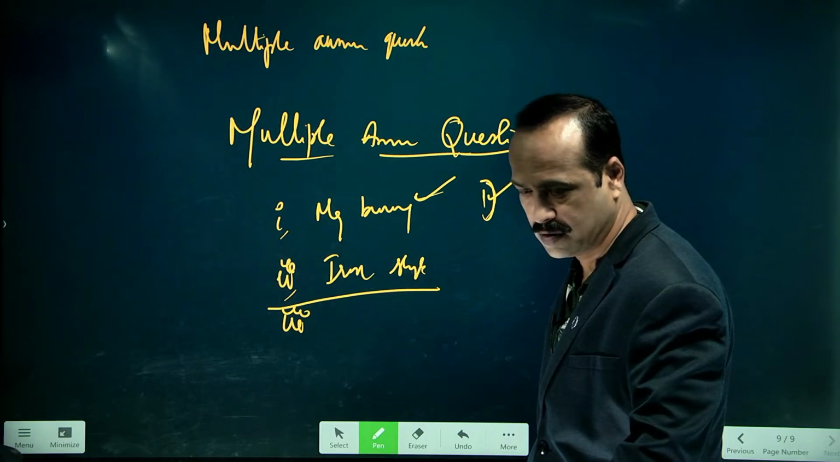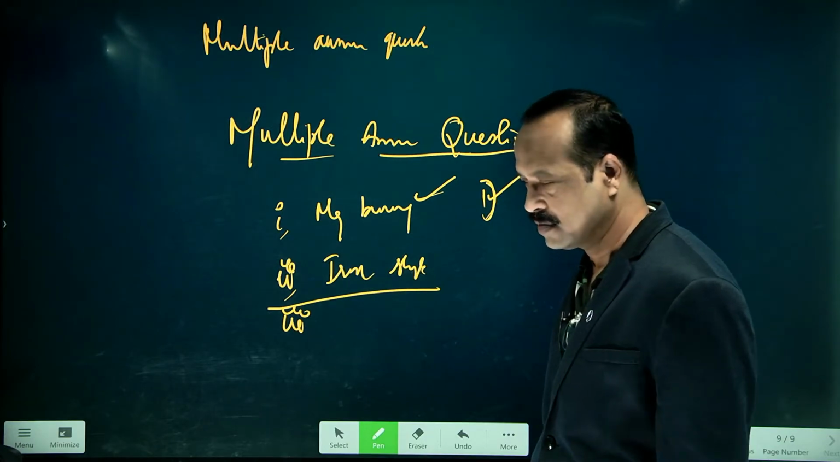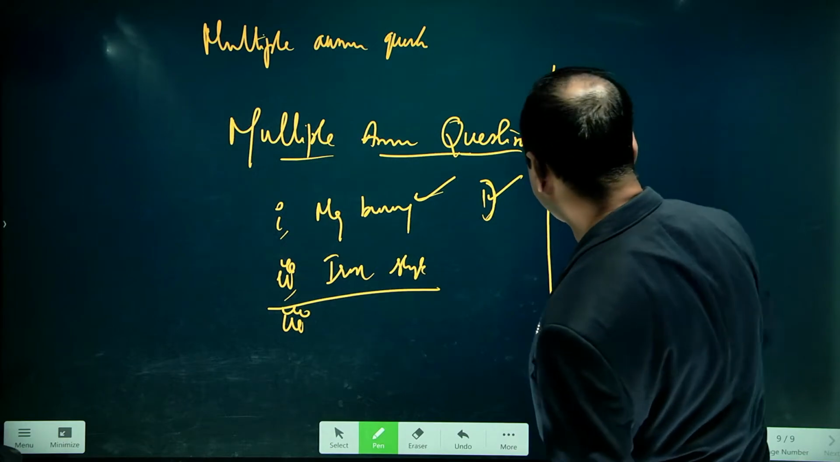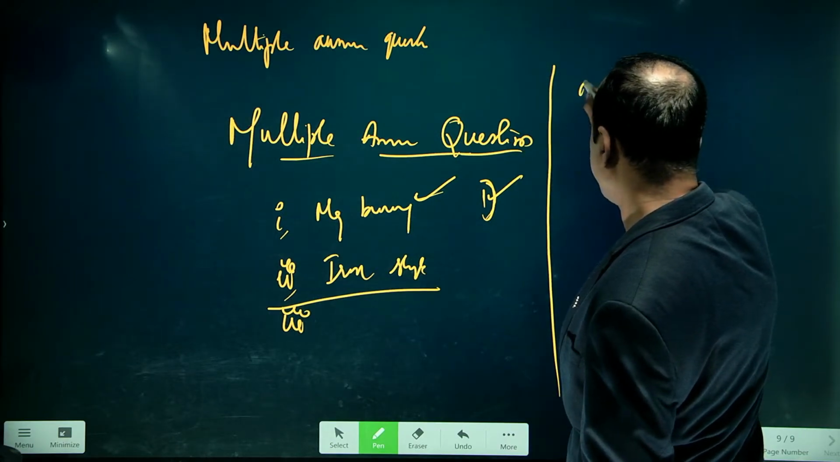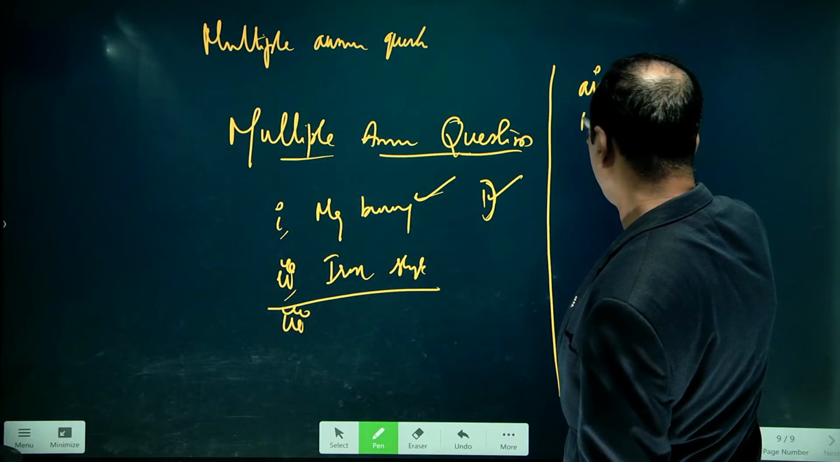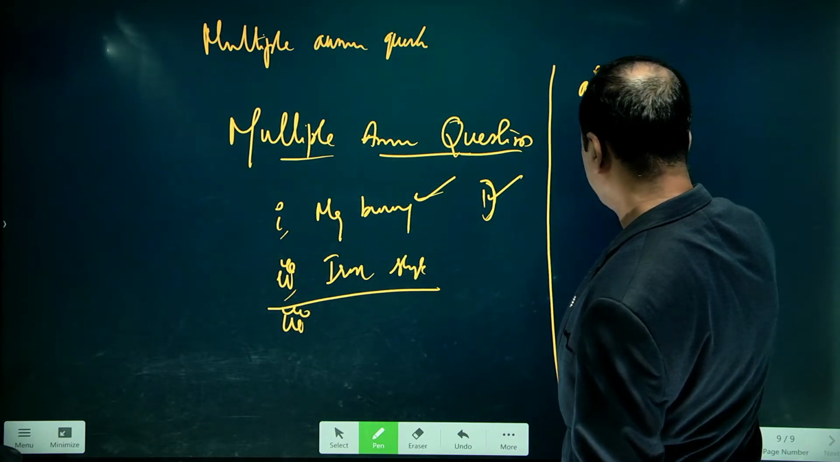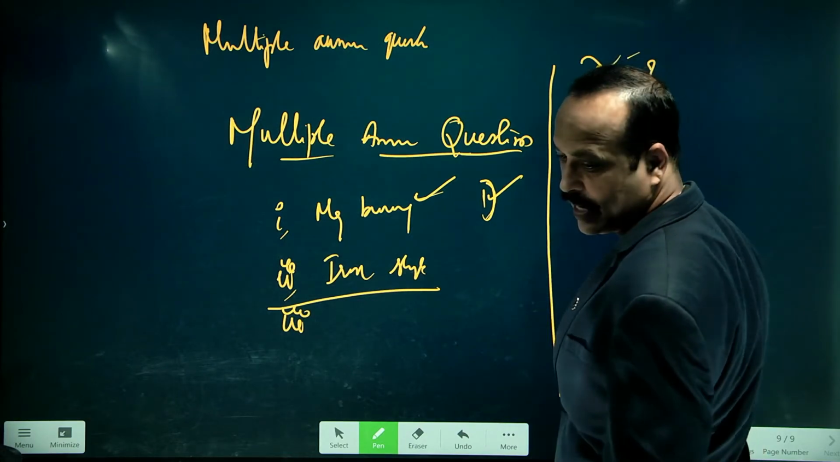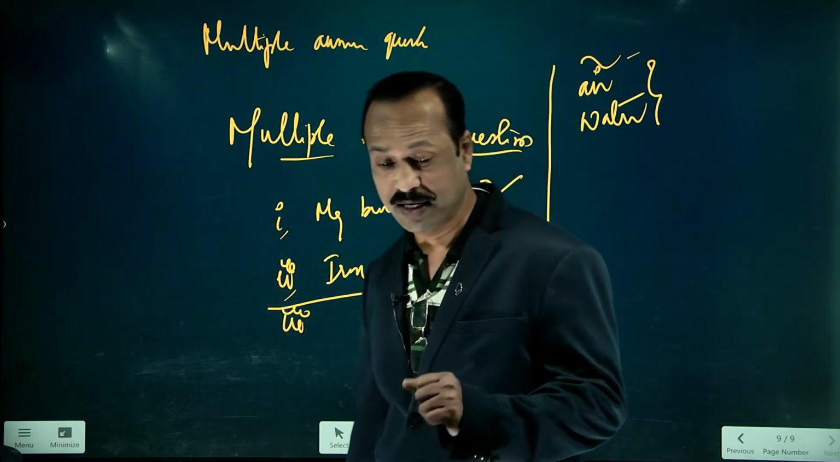Sir, 31st question. Which of the following is necessary for rusting of iron? Air and water. What are the options given? Air, water, heat energy, both air and water. Both air and water, this is the right answer. Air is also required, water is also required to form rust.